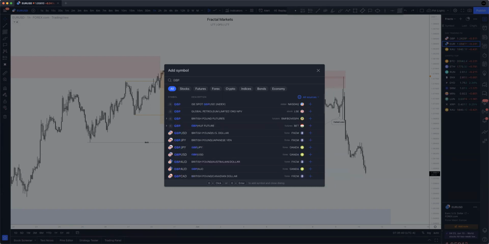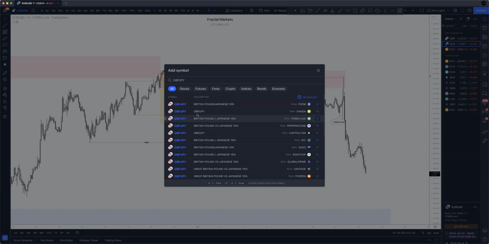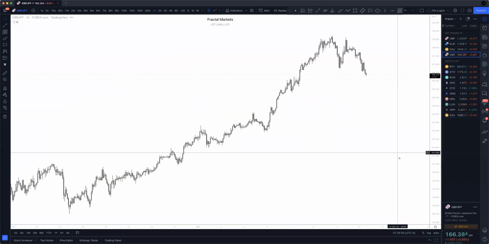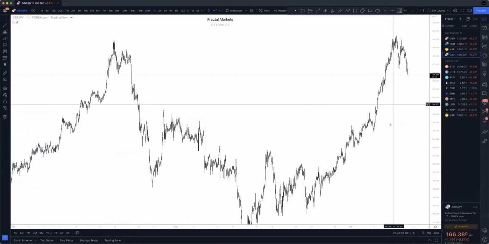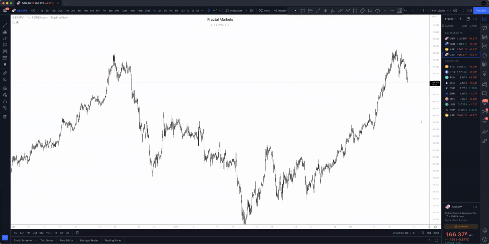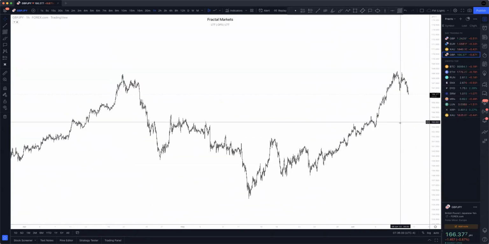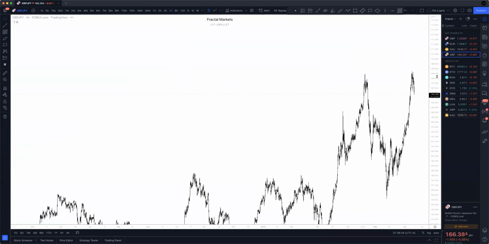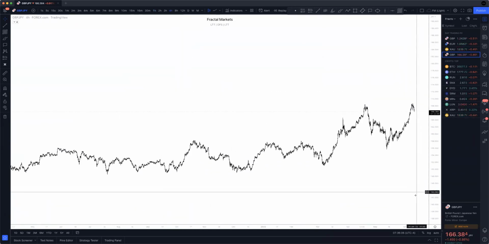So let's check out GBP JPY, and we'll add this guy. Once upon a time, this is exactly what I used to trade. Amazing. Oh, dang. GJ looks like it's ready to just go kabang, kabang, kabang.